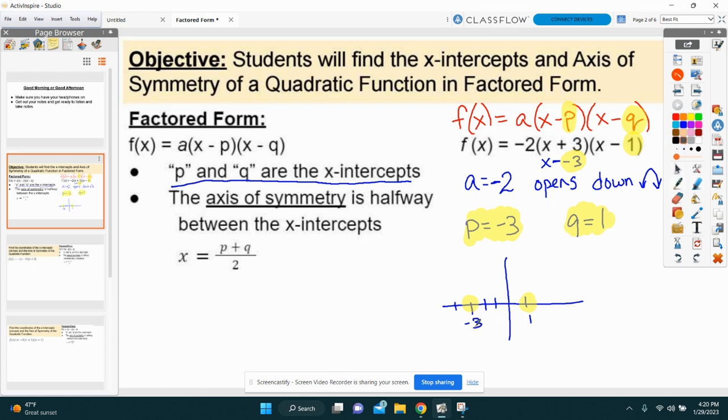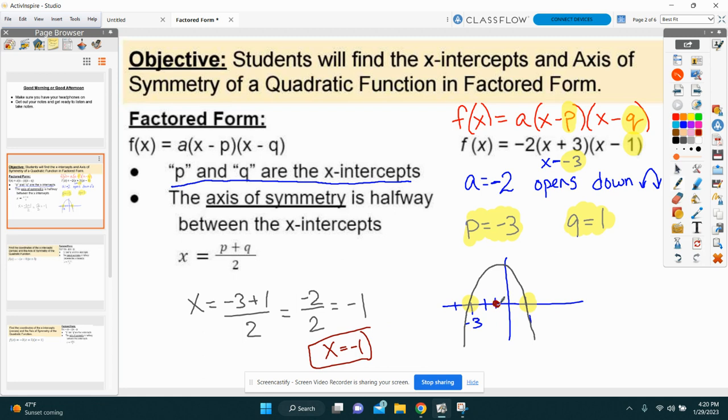We also know it's opening down, so it's going to look something like this, and we can find the axis of symmetry because it is halfway between the two x-intercepts. If we plug into this formula, x equals P, which is -3, plus Q, which is 1, all divided by 2. Well, -3 plus 1 is -2, divided by 2 is -1. So even though I didn't draw the picture very well, our axis of symmetry is x equals -1. It's going to be right here at x equals -1.